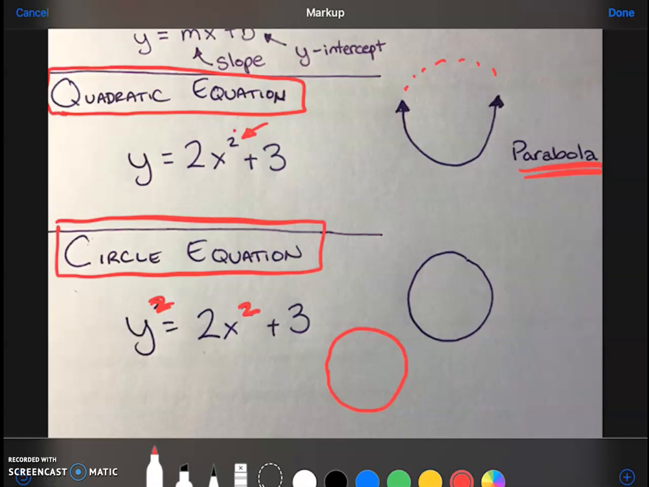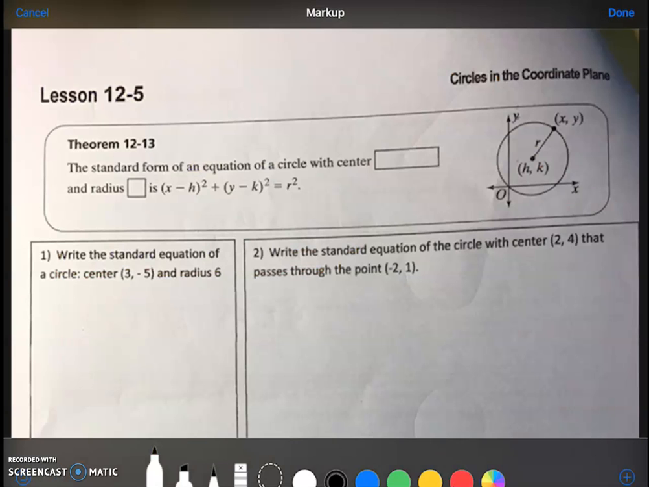Get out your notes, 12-5. Okay, I'm assuming you got your notes out, 12-5. We are going to write what is called the standard equation of a circle. The main formula for the day is right here.